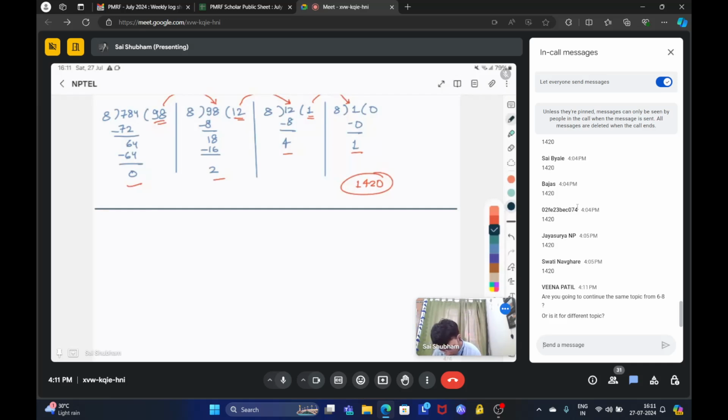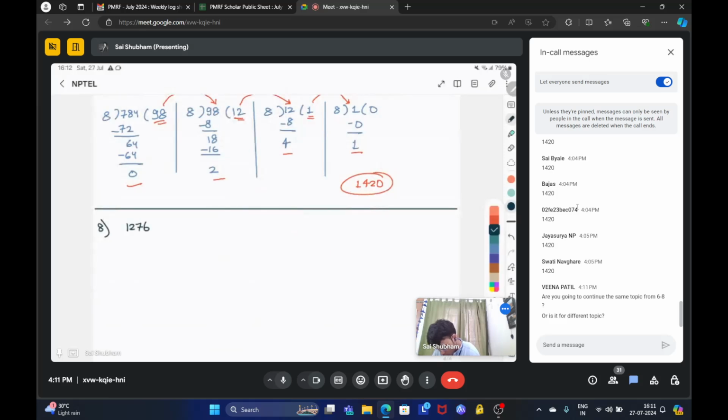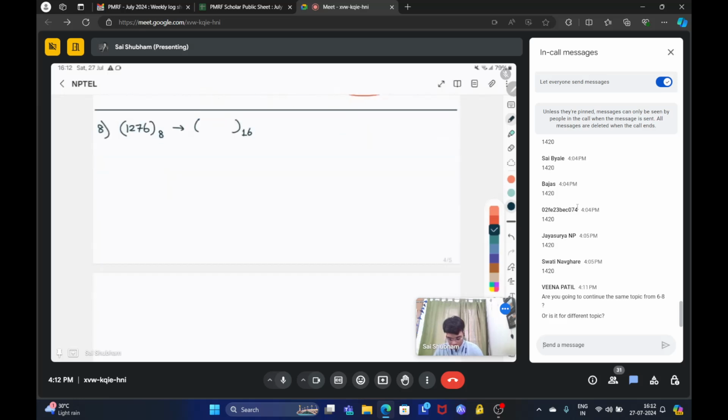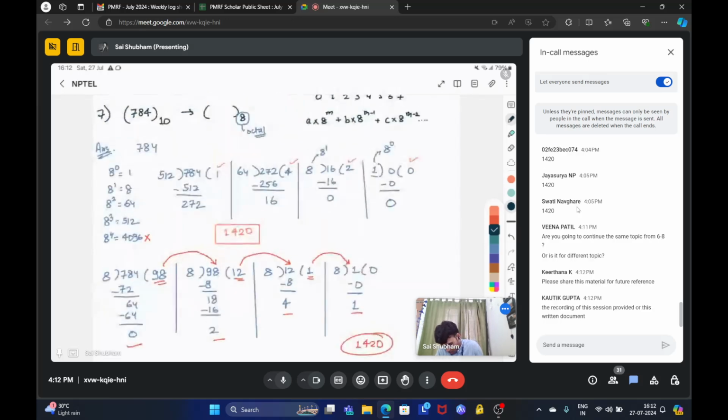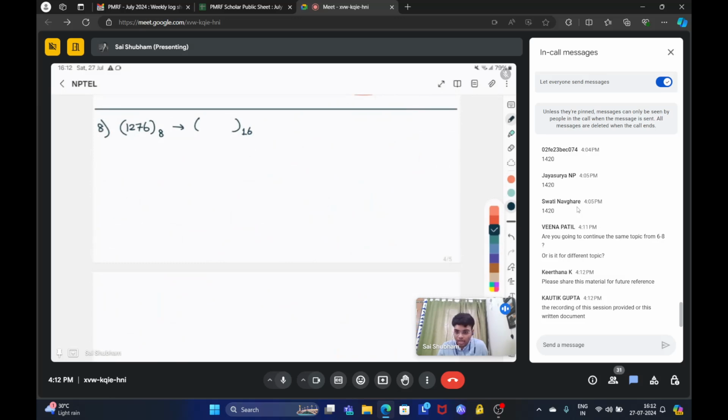Next, you have this. Okay. So please note that the given representation is in octal, and the required representation is in hexadecimal. Okay.